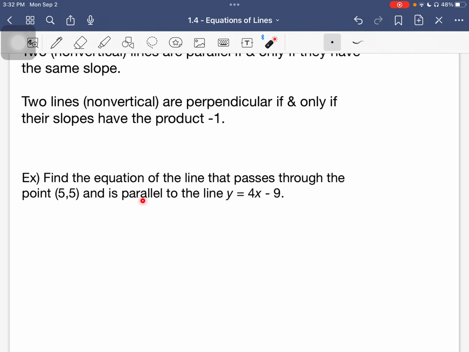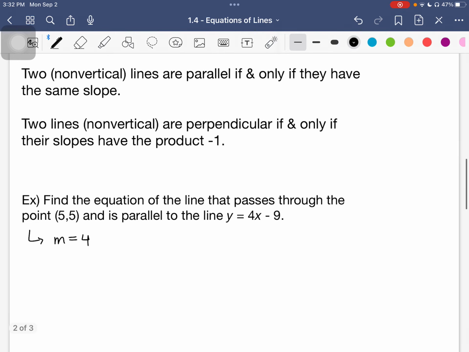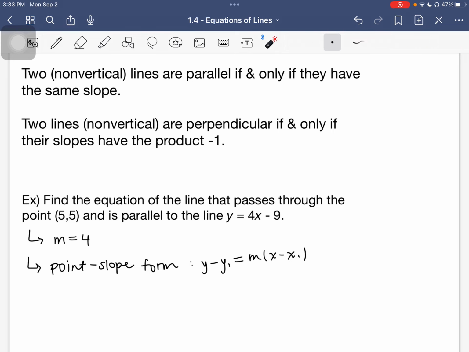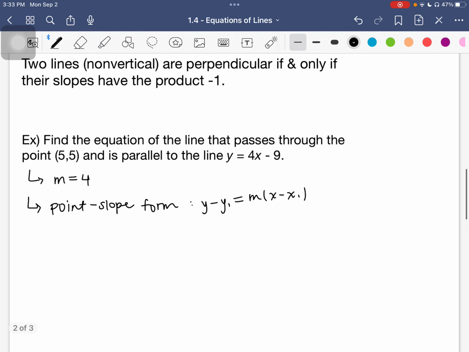So if we're trying to find a line that's parallel, we immediately know that the line is going to have the same slope as this given line here, just by our definition of a parallel line. So we know that the line we're trying to find, its slope is going to be 4. Now remember, our point slope form from above: y minus y1 is equal to m times x minus x1. The reason we want to use point slope form is because we already know the slope and we're given a point. The name kind of helps you out there. We have a point and we have a slope. So we can plug our given information into this form and get our line.